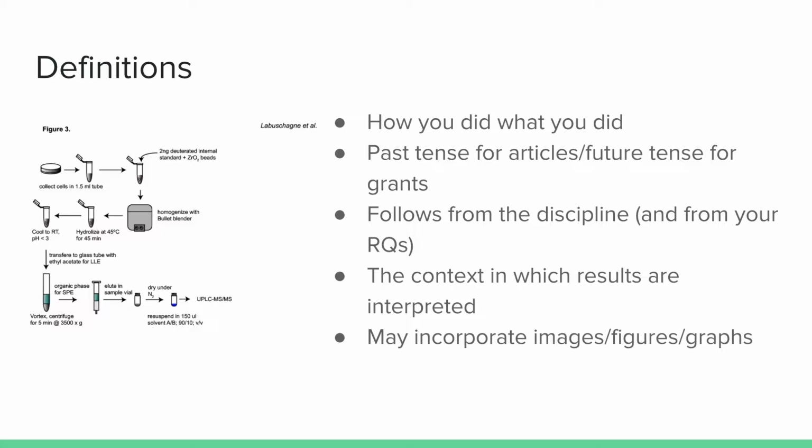So first, a definition of methodology to start with. On a really simple level, methods are a description of how you did what you did, how you found out what you found out. For our purposes, the method section will be future tense, I will do this, but normally methods are past tense, I did this. So in grant proposals, you use future tense. In journal articles, typically you use past tense.